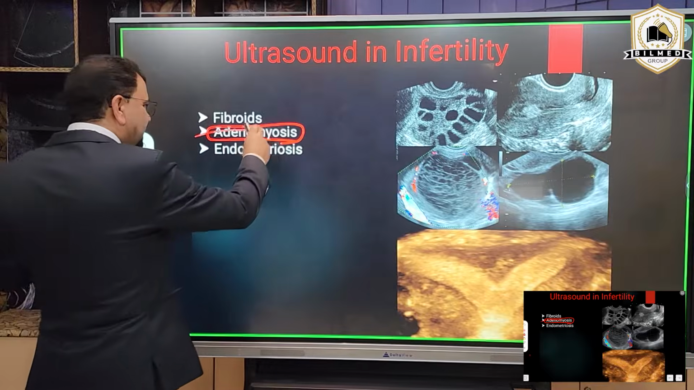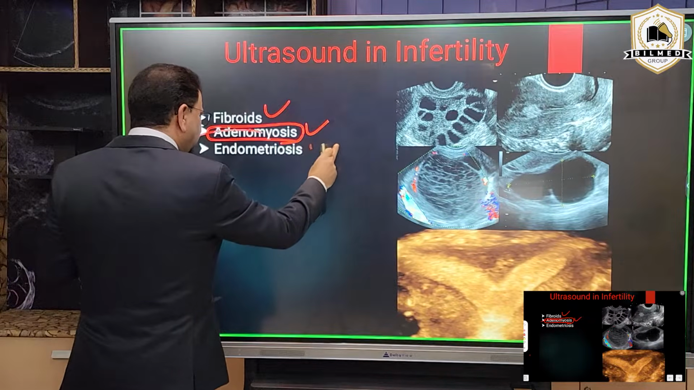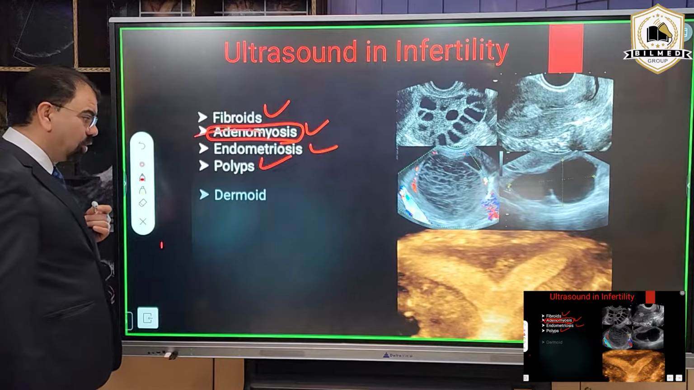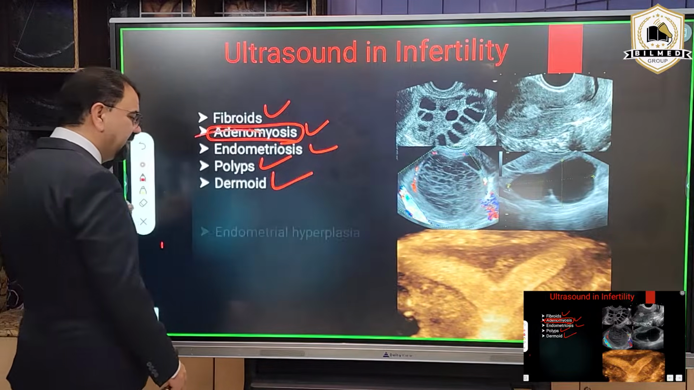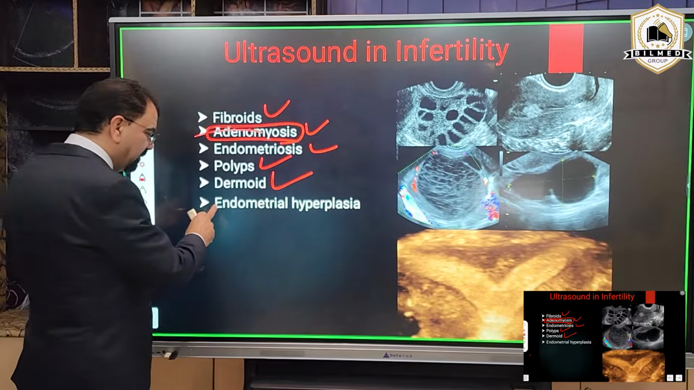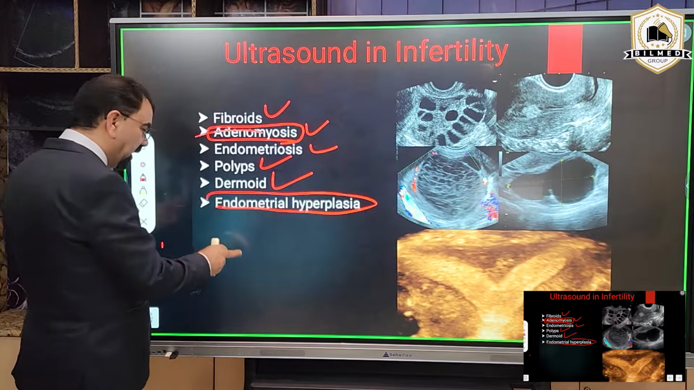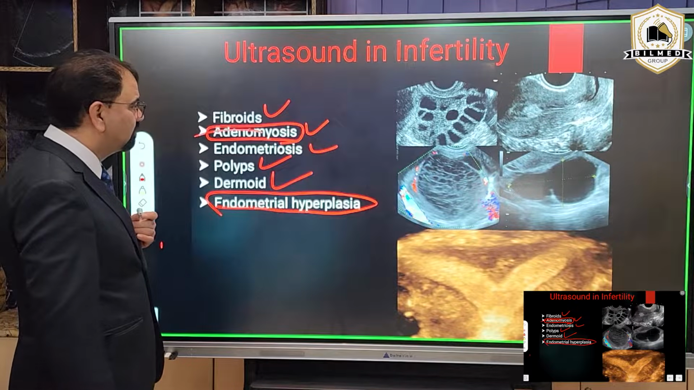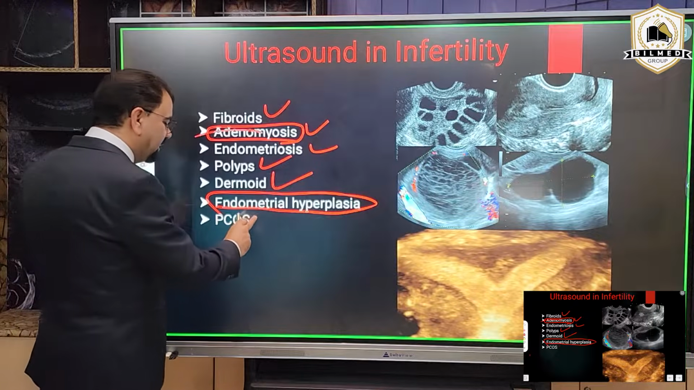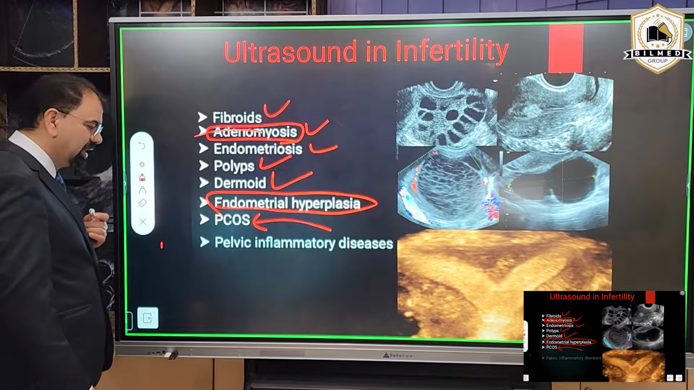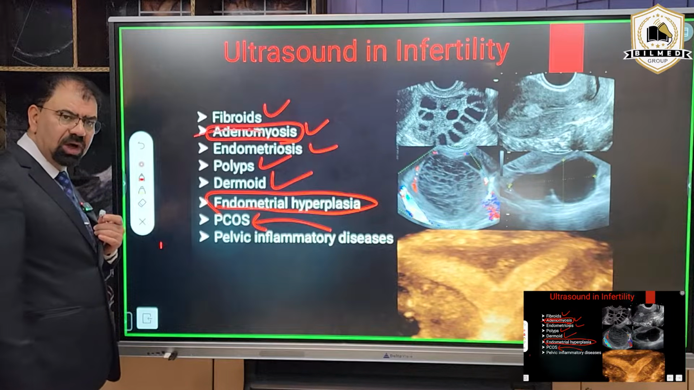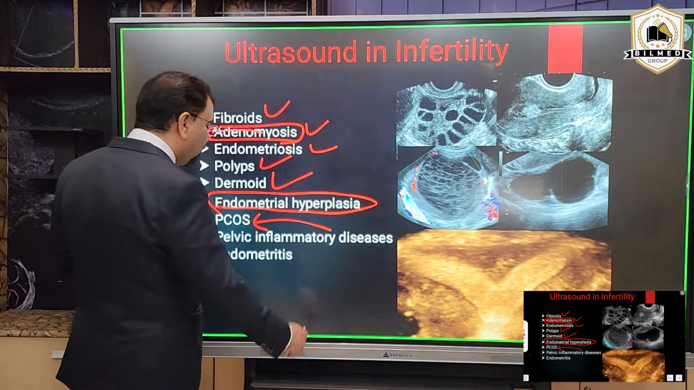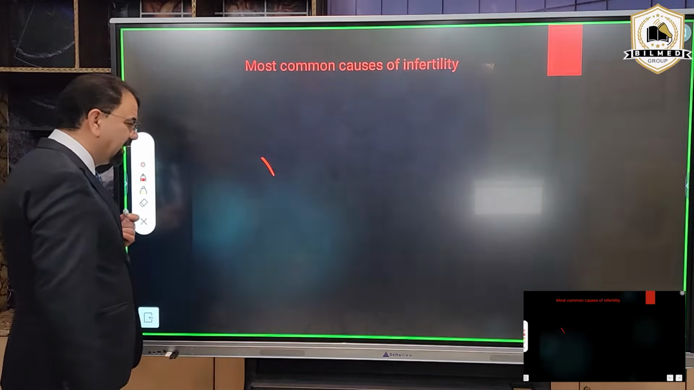Now, maybe there is a fibroid, maybe adenomyosis is the cause, maybe endometriosis is the cause, maybe there is a polyp which is the underlying cause, maybe the void is the cause of the infertility, maybe the endometrium is very thick, and this thick endometrium, which is endometrial hyperplasia, is the cause of the patient having infertility. Maybe PCOS is the underlying cause, and sometimes PIDs also are underlying causes of infertility, and sometimes endometritis can also be the cause of infertility.